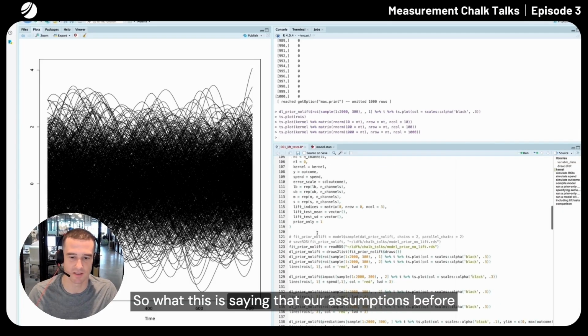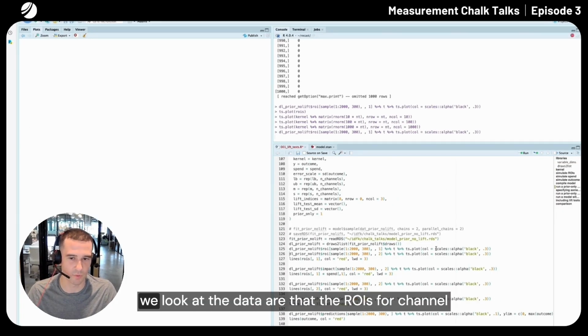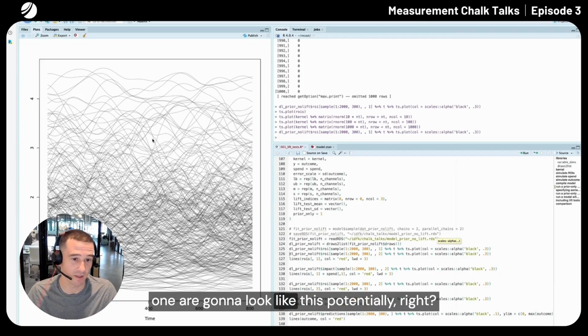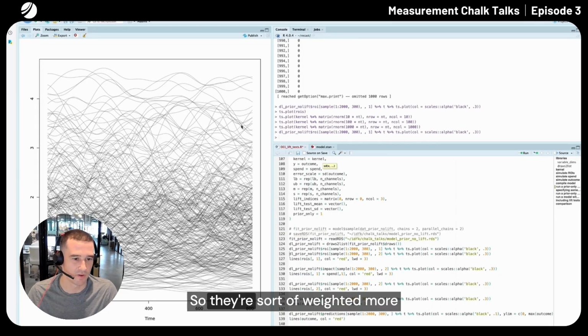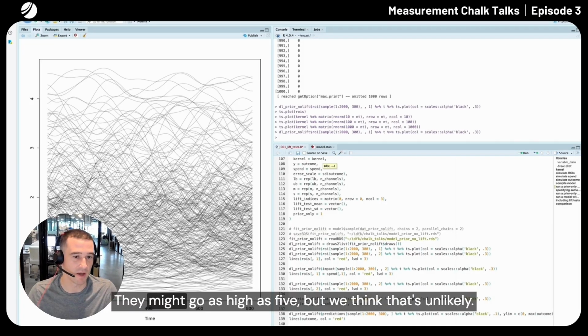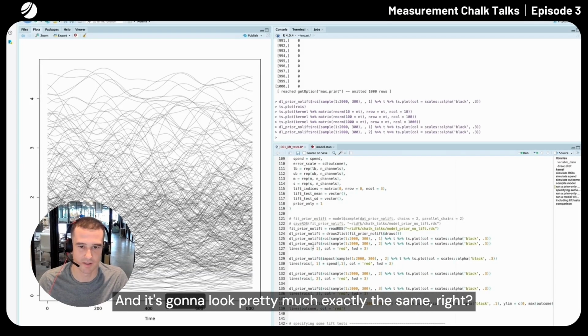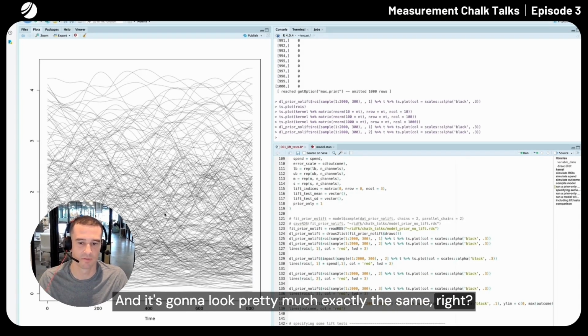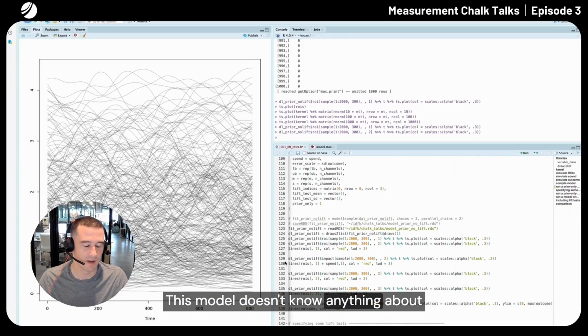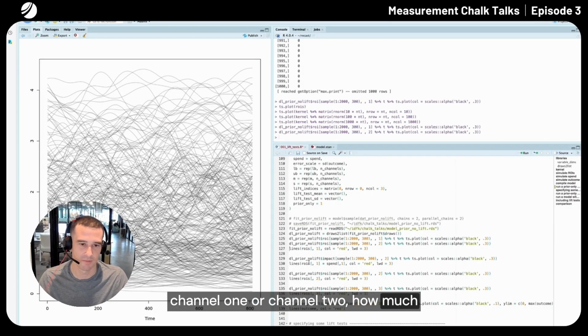So what this is saying is that our assumptions before we look at the data are that the ROIs for channel 1 are going to look like this, potentially, right? So they're sort of weighted more towards the bottom end of the scale. They might go as high as 5, but we think that's unlikely. We can do this for channel 2 as well, right? And it's going to look pretty much exactly the same, right? This model doesn't know anything about channel 1 or channel 2, how much you've spent, what the outcome looks like. It's just playing with the assumptions.